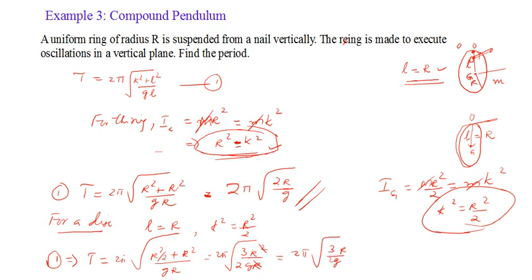3 by 2r is 1.5r, right? So the length of the equivalent simple pendulum will be equal to 1.5r here. In the case of the ring, the length of the equivalent simple pendulum, capital L, is equal to 2r. You can compare this equation with the simple pendulum equation, 2 pi root of L by g, and see which quantity comes in place of L. Here it is 2r for the ring, but here it is 3 by 2r, which is 1.5r.